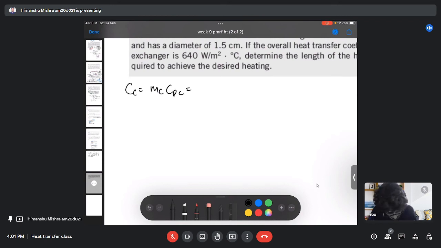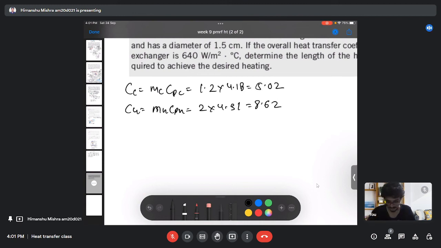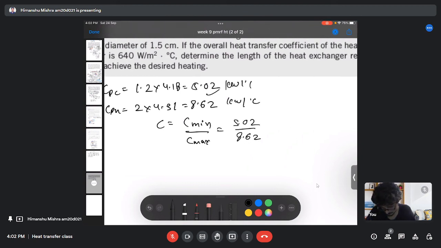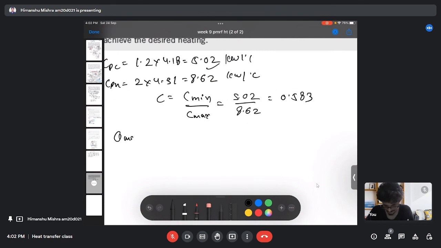So this is my heat capacity rate for the cold fluid. And this is my heat capacity for the hot fluid. So we already have done this. So we know that the ratio would be C minimum and C max. So my minimum heat capacity is of cold fluid, 5.02. So my ratio would be 0.583.